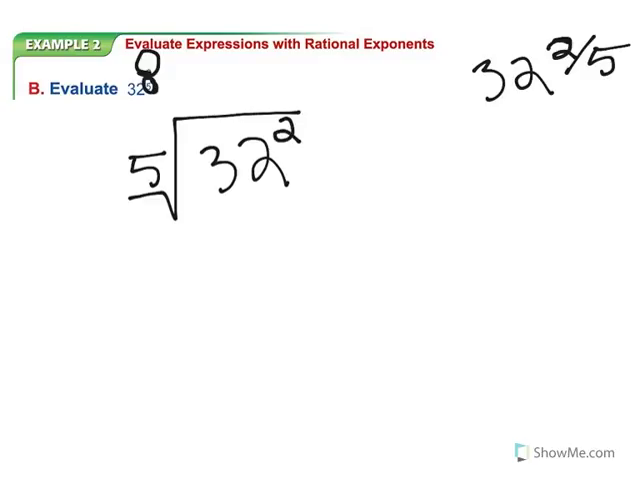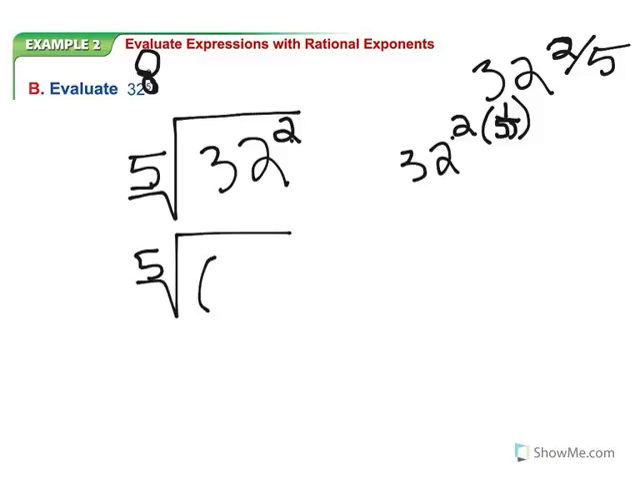We could also show this by rewriting our 32 to the 2/5 power as 32 to the 2 times 1/5. We're just going to separate the 2 and the 1/5. Then our 1/5 is our 1 over n, so we put the 5 here, and then our 2 is squared, so we just keep it on the 32 there. So now we can simplify our 32.